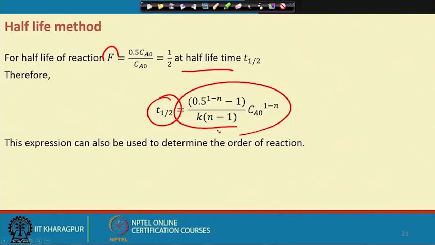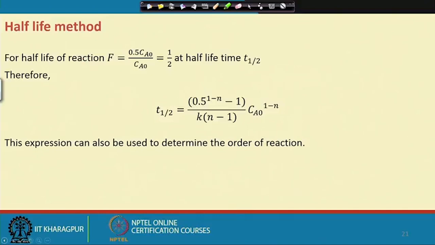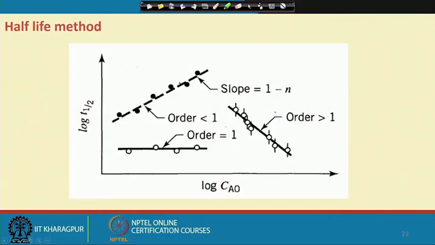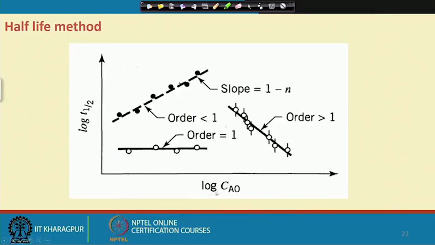Now, this is very interesting because if you look at this, when the order of reaction n equals 1, then this term will be 0, am I right? This exponent of C_A will be 0, and if C_A to the power 0 is there, then t half is independent of C_A, am I right? So here ln C_A0 will be a constant like this.